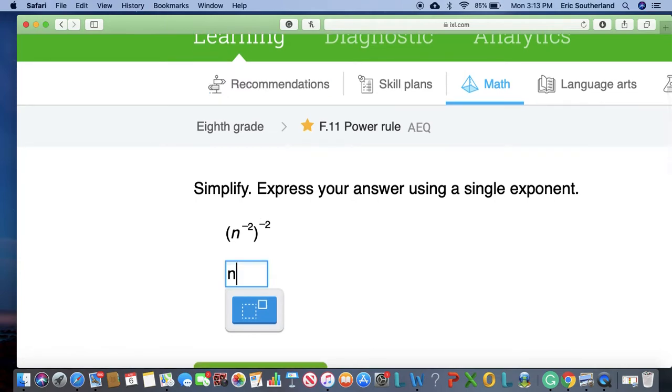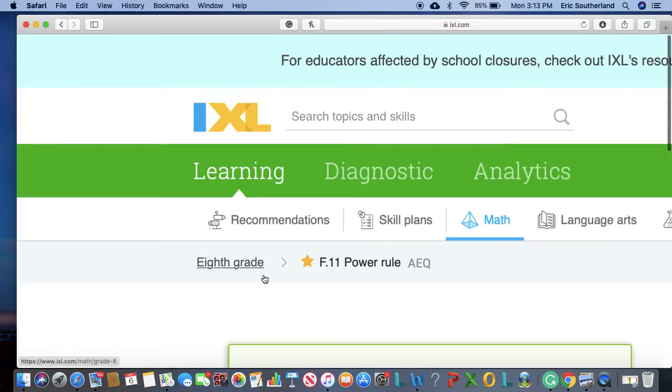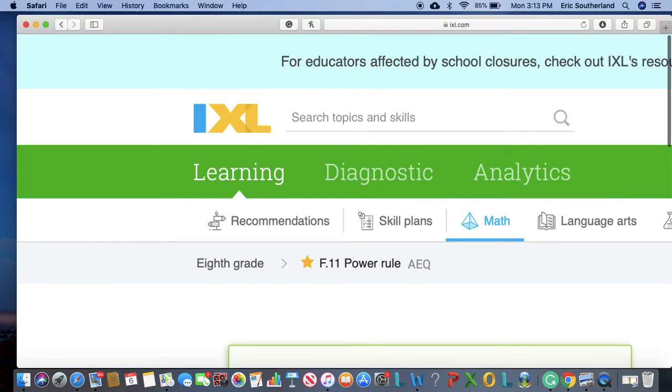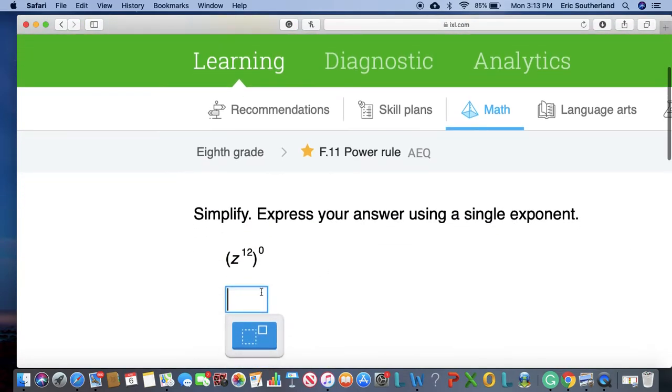Now, n is the base. Negative 2 and negative 2 is going to be positive 4. Z is the base. Negative 1 and 9 become negative 9. Make sure you hit your box for your power. Negative 9 for your exponent. Again, you can use the Desmos calculator to help you out with the multiplication if you're not very good at it. Z is the base. 12 times 0 is 0.